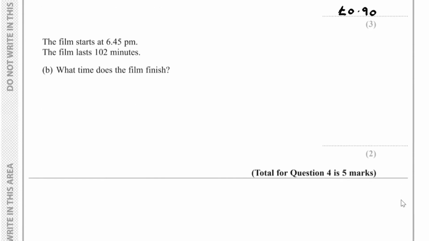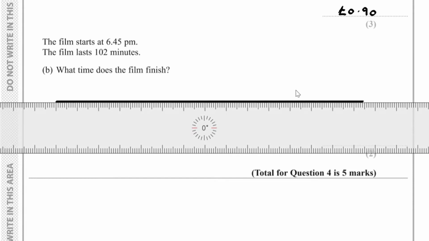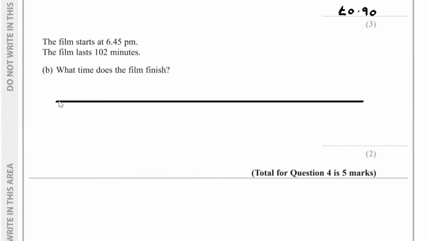Next, the film starts at 6:45 p.m. The film lasts 102 minutes. What time does the film finish? Now, the way to think about this is to imagine a number line, and we've got our start time, which is 6:45 p.m. We're adding on 102 minutes, and this 102 minutes we can break up into more manageable chunks to add on.